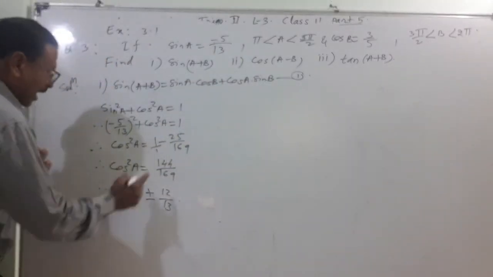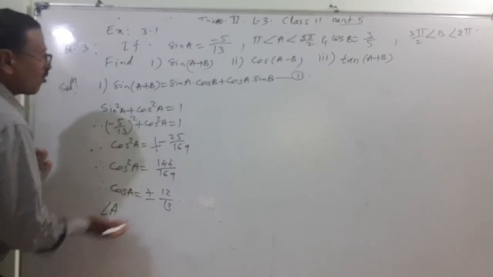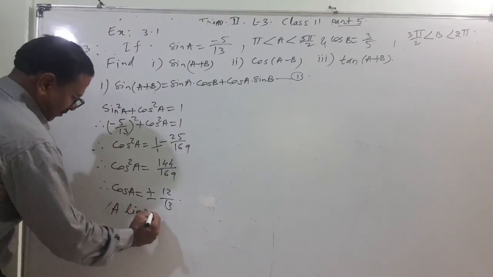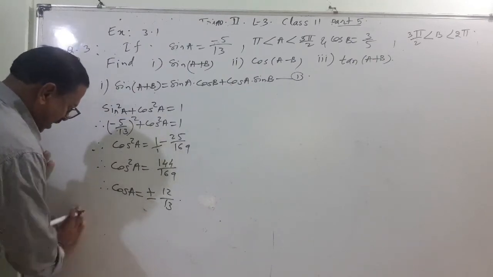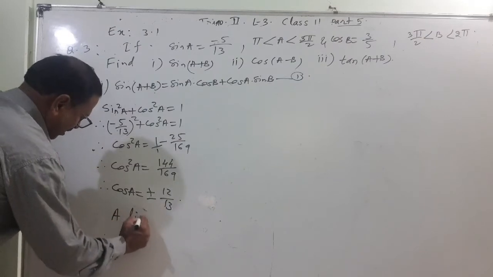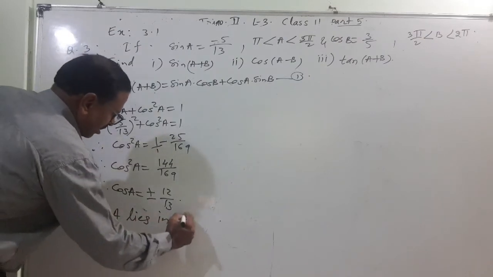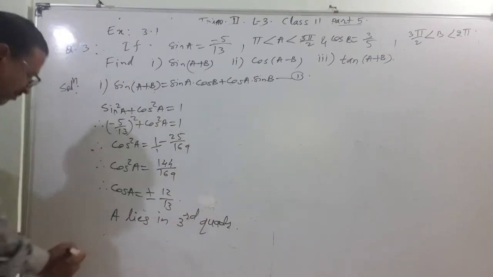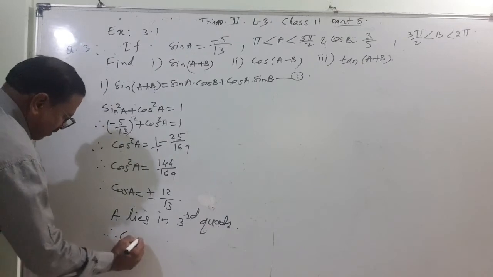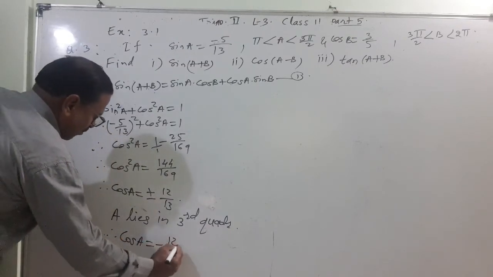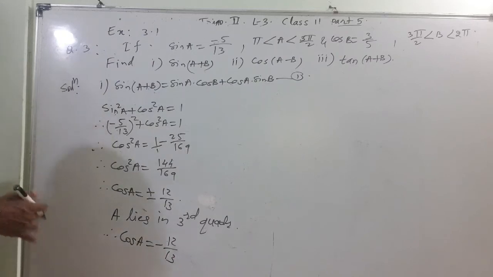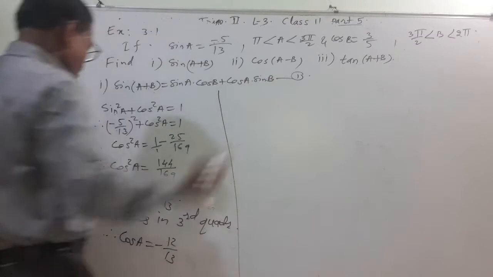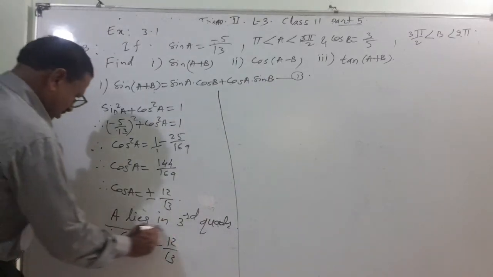Therefore, angle A, or only A if you write, then also no problem. A lies in third quadrant. Therefore, cos of A is equal to minus 12 upon 13. This is understood. What you have written, the examiner will understand what I want to say or you want to say. This is one part. Okay.